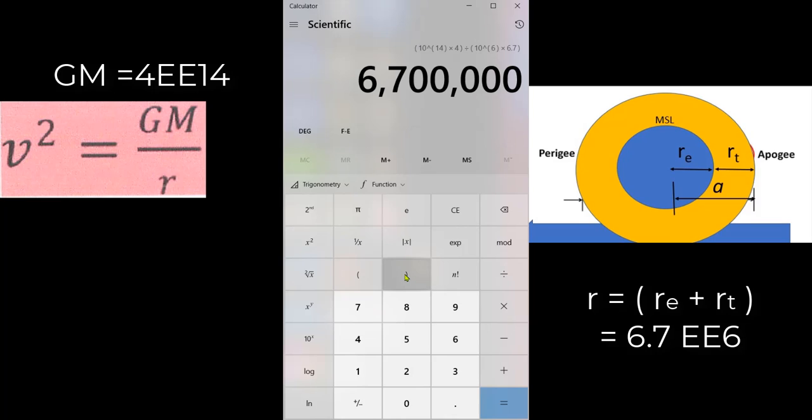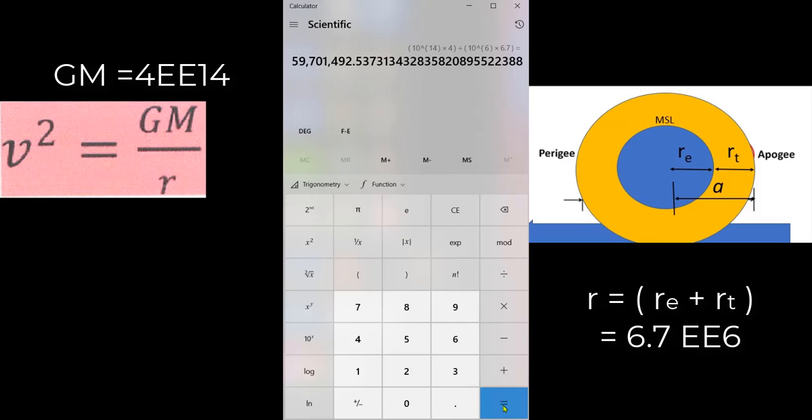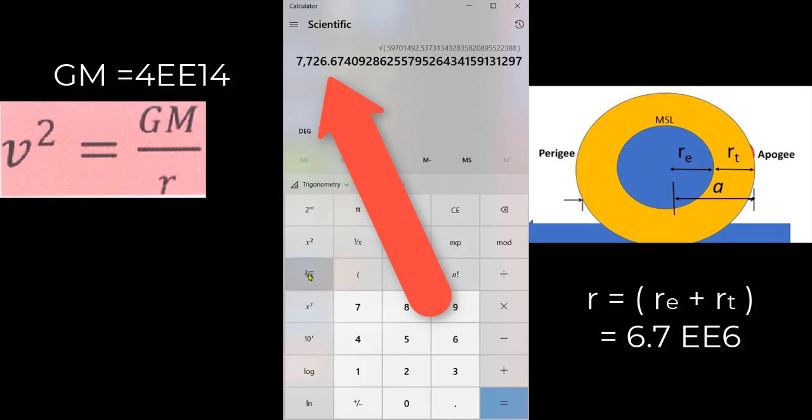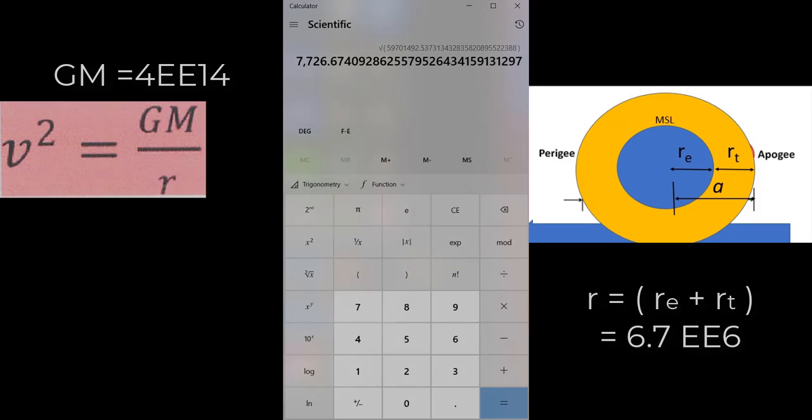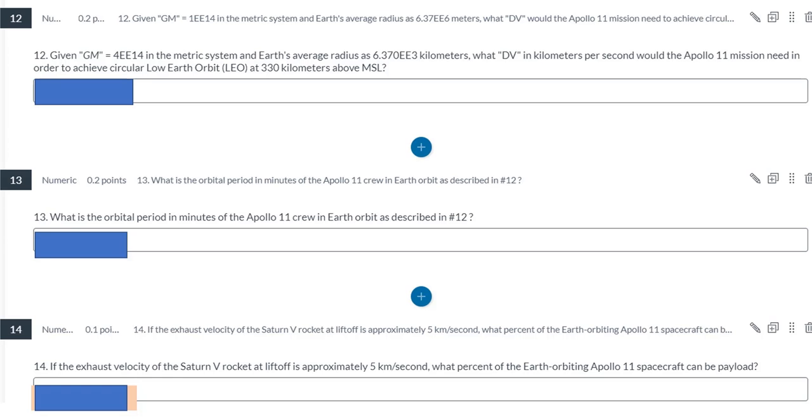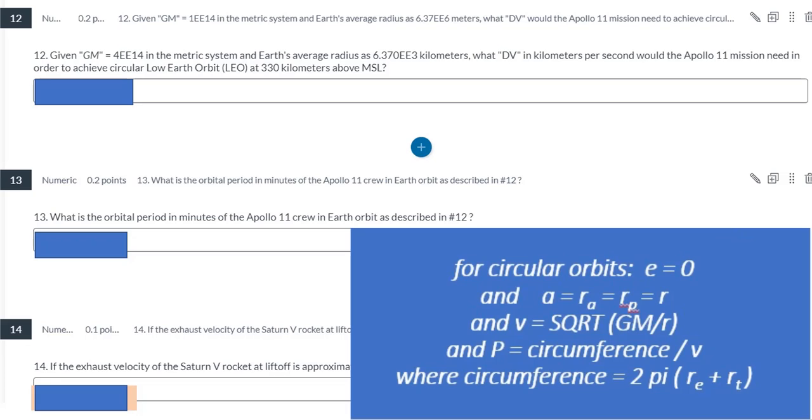So when you get that, you'll compute that, and that'll give you V squared in meters squared per second squared. Take the square root of that, and then you'll end up with 7,726 meters per second, or 7.7 kilometers per second. That's your delta V that you need to get into low Earth orbit.